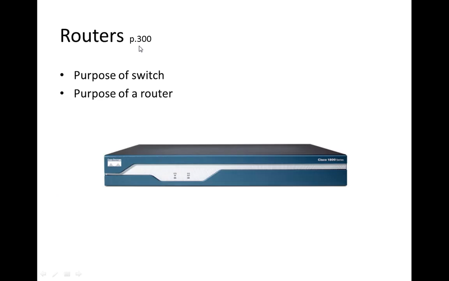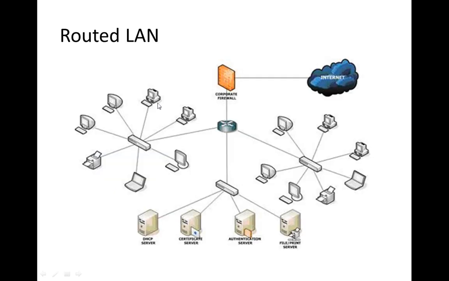Let's move on to page 300, routers. The purpose of a switch is to connect PCs to PCs to form a network. The purpose of a router is to connect networks to networks to form an inter-network. And this is a diagram of CCBC Catonsville.